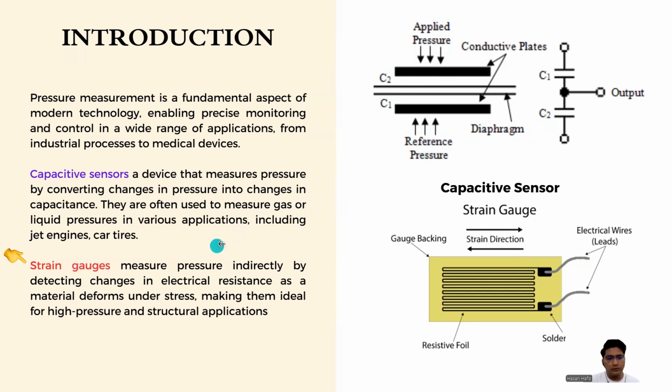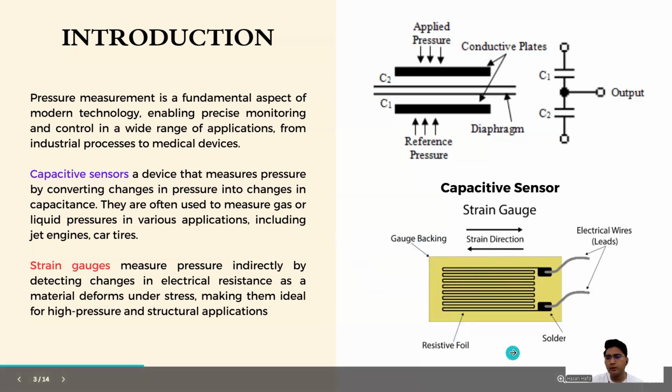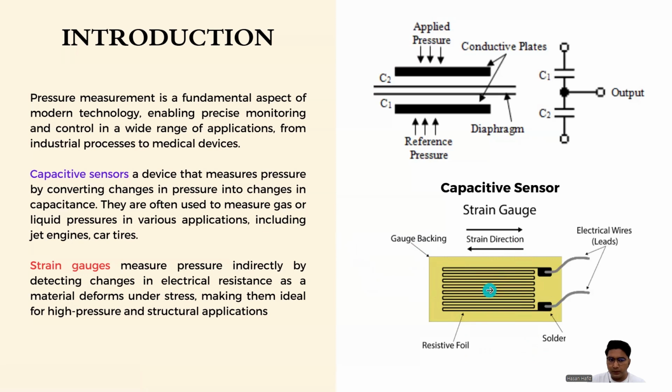The strain gauge measures pressure indirectly by detecting changes in electrical resistance. It is a material that deforms under stress, making it ideal for high pressure and structural applications. As you can see in the diagram above, there are the gauge backing, resistance coil, and strain direction. When pressure is directly applied to the gauge backing, it detects changes in electrical resistance as the material deforms.